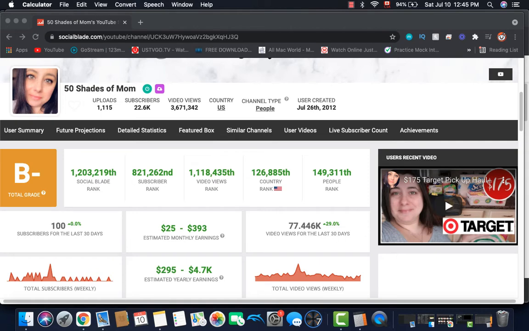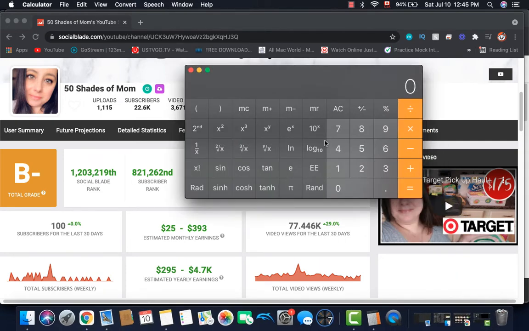Now let's calculate daily income. We take the daily views, which is 2,570, and multiply it by a $10 CPM, which is 0.01, and we get $25.70. Now monthly income is $25.70 multiplied by 30, and we get $771.